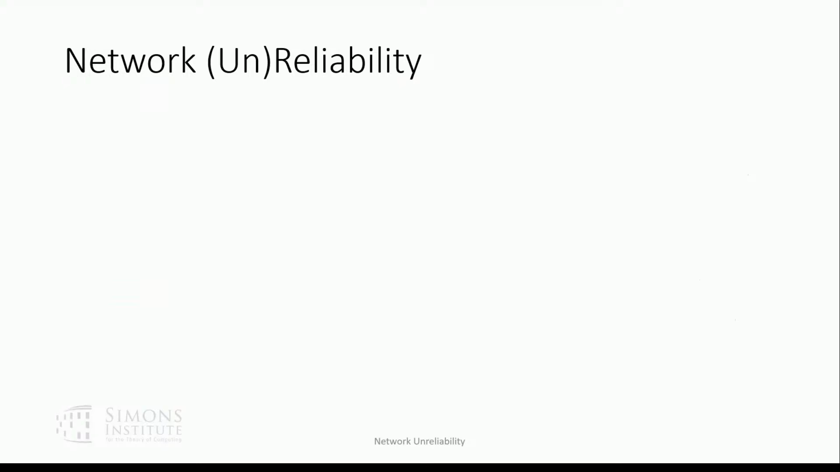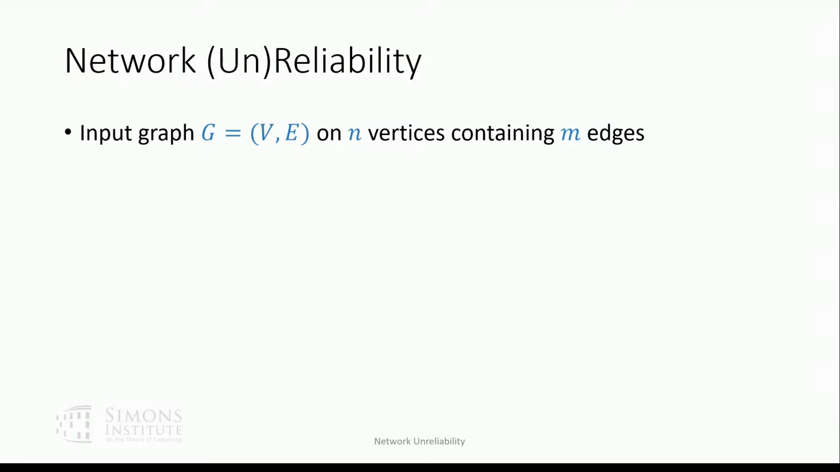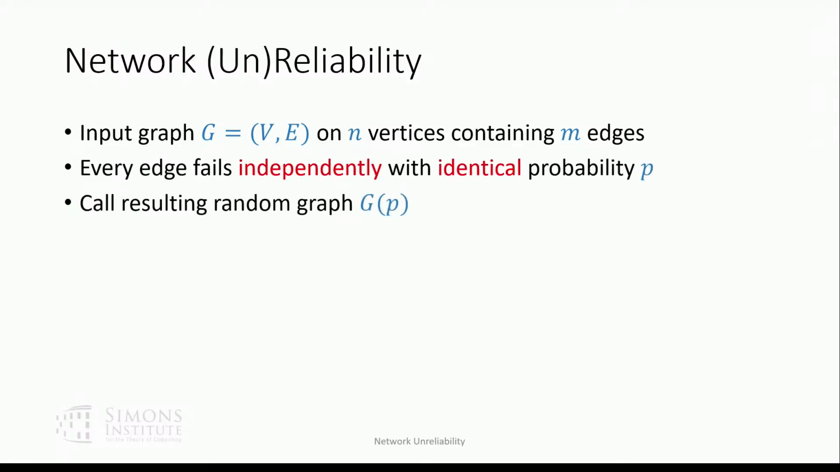Now let's make this concrete. I've been waving my hands and giving you some general ideas of what I want to talk about, but let's now make this a concrete set of problems. I have some input graph, an arbitrary graph on n vertices and m edges. My failure model is the following. Every edge in the graph fails independently and identically with the same probability p.